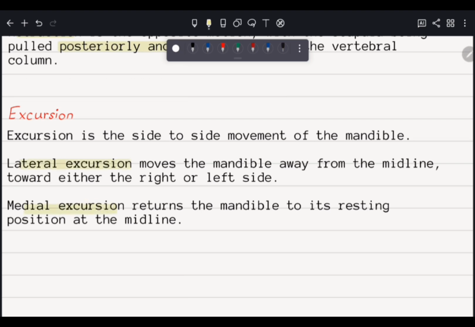Lateral is basically mandible away from the midline, that is right and left sides, whereas medial is returning to the resting position to the midline.